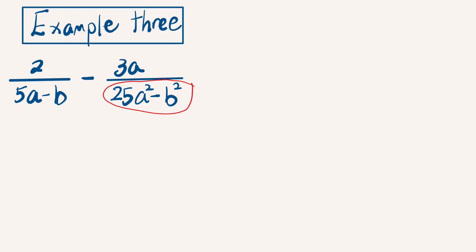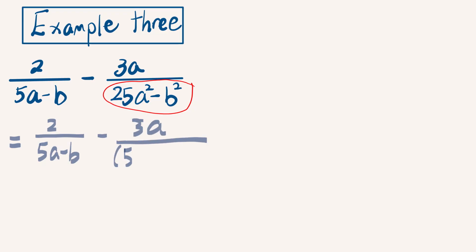Right, so this we're going to write it as 2 over 5a minus b minus 3a over 5a minus b bracket 5a plus b. All right, so the next step now is we need to find our common denominator. Common denominators. Okay, so how do we do it?